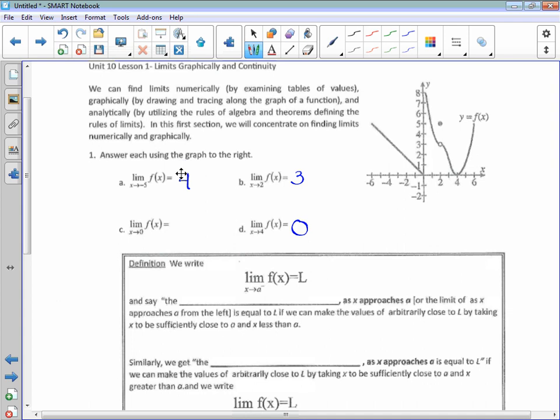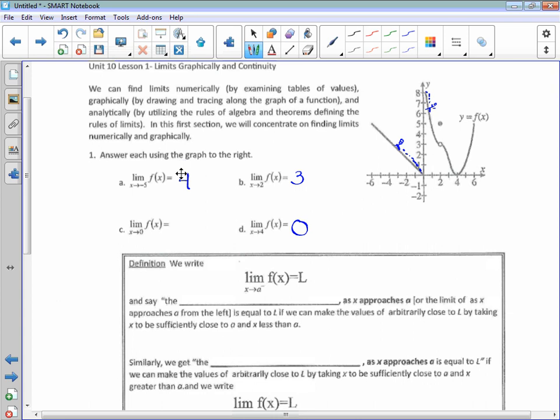All right, let's try C. So if I put my little person over here and they walk, they're getting close to 0, right? But their friend over here needs to also be approaching the same value. Are they approaching 0? No. But if he falls off the cliff, then he's there. So it does not exist.